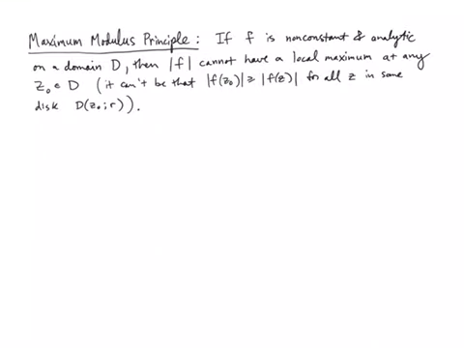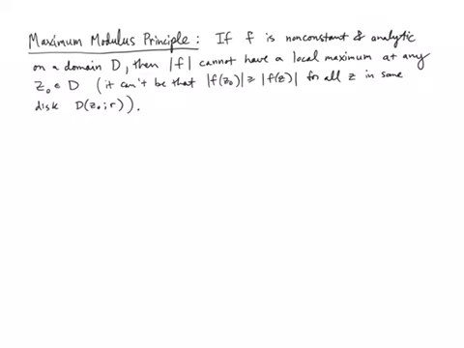So the maximum modulus principle says that if you have a non-constant analytic function on a domain D, then the modulus of our analytic function, which is a real valued function, can't have a local maximum at any point in the domain. So it can't be the case that in some small disk around our point z0, the modulus of f at z0 is bigger than or equal to the modulus of f for all z in that small disk.